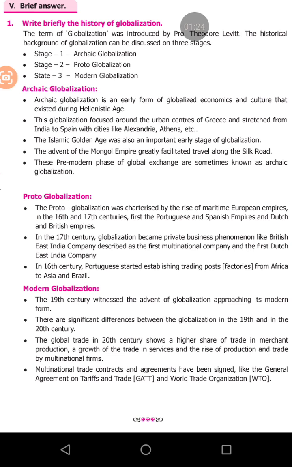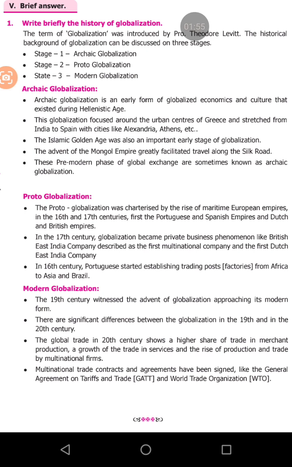Archaic globalization. Archaic globalization is an early form of globalized economics and culture that existed during the Hellenistic age. This globalization focused around the urban centers of Greece and stretched from India to Spain, with cities like Alexandria, Athens, etc. The Islamic Golden Age was also an important early stage of globalization. The advent of the Mongol Empire greatly facilitated travel along the Silk Road. This pre-modern phase of global exchange is sometimes known as archaic globalization.